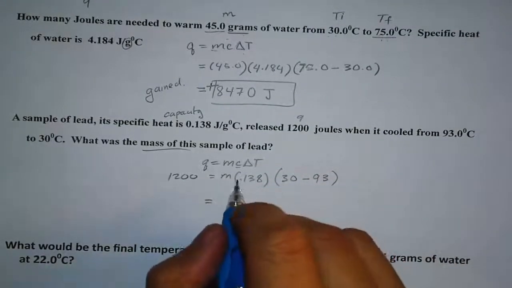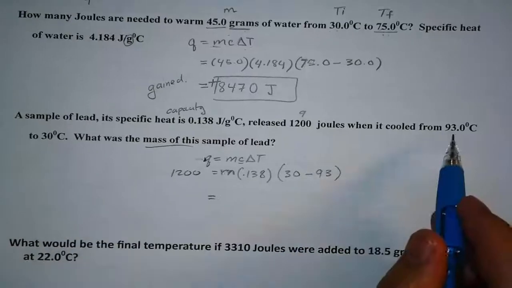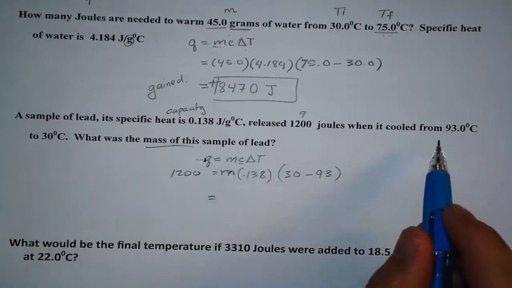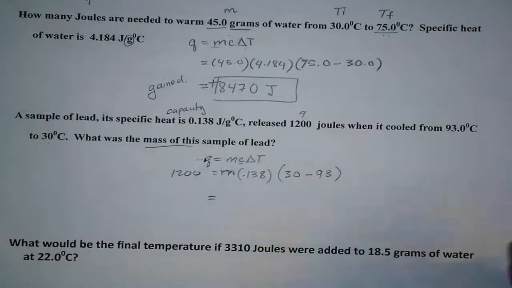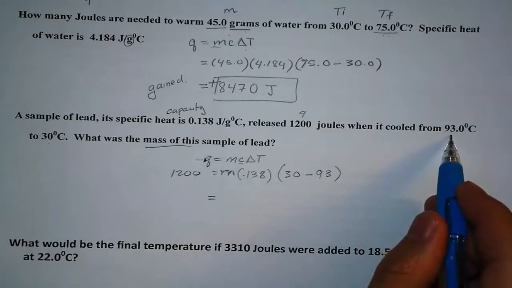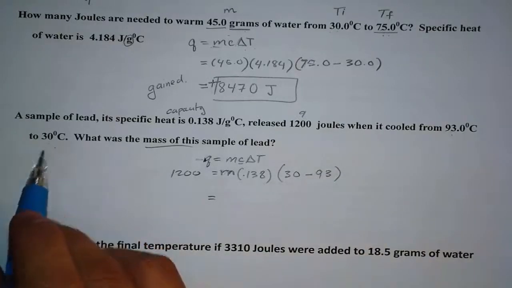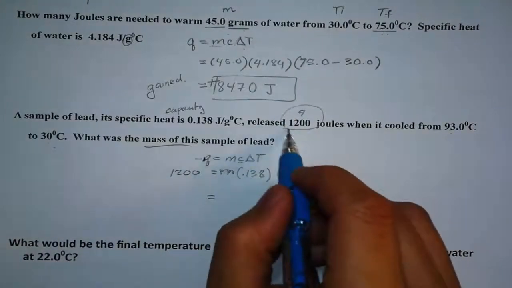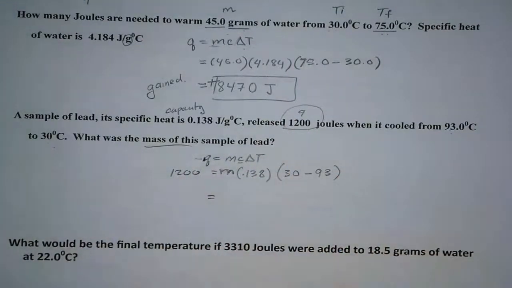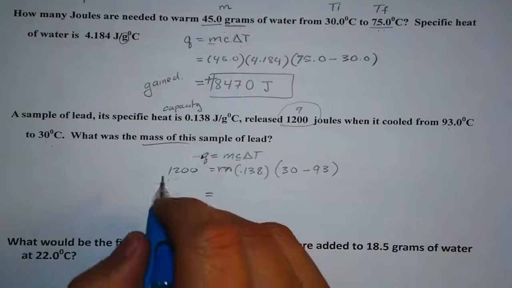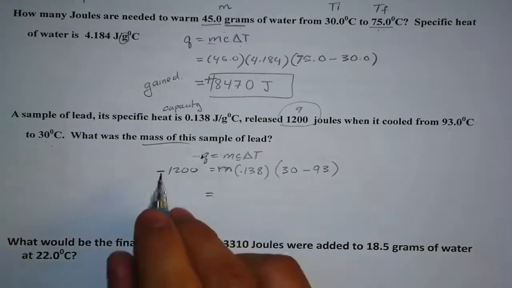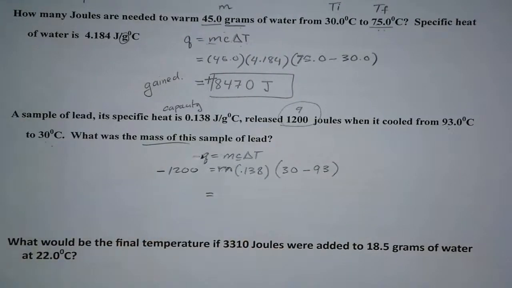And of course we know that this is losing. Notice how this system is losing energy. And how do we know? It's starting from a very high temperature to a very low temperature. So this key over here, there's one last tricky part. When it loses energy, it's actually negative. So we have negative 1200 joules. So how is that going to affect our answer?